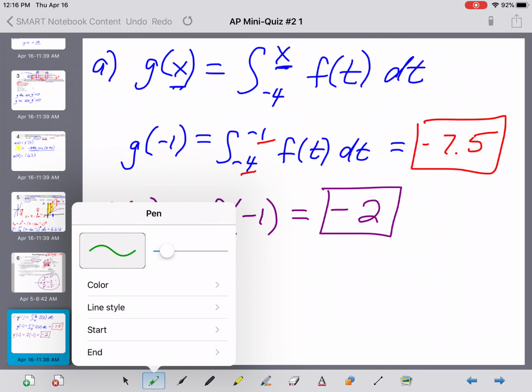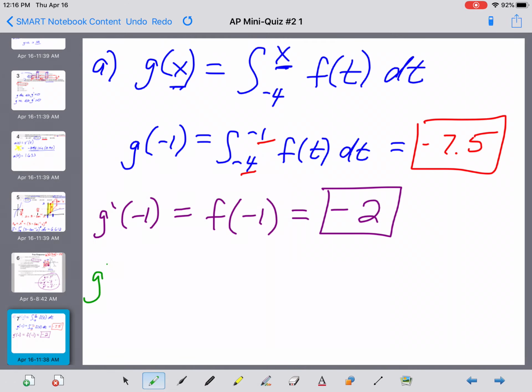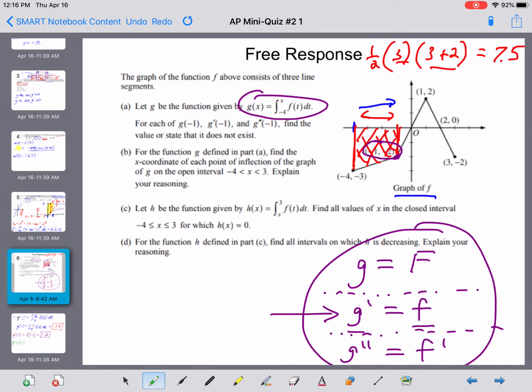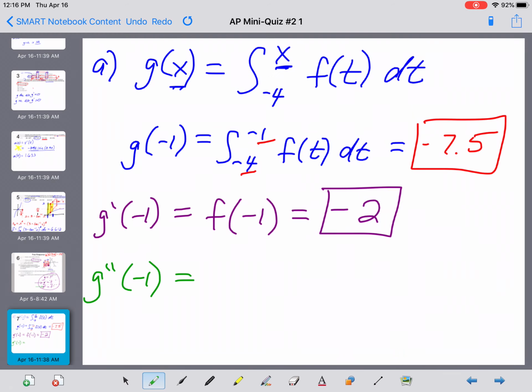And let's switch to green right here. And the last thing they wanted was g double prime of negative 1. Okay, going back to the little table right over here, g double prime is the same as f prime. So g double prime of negative 1 is equal to f prime of negative 1.